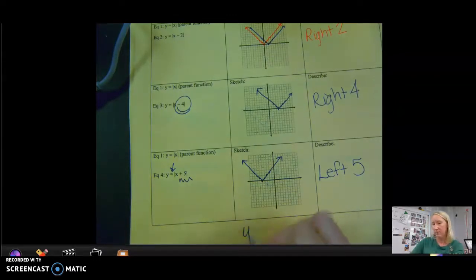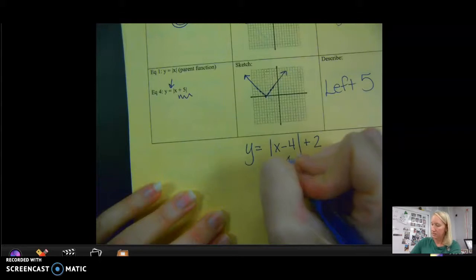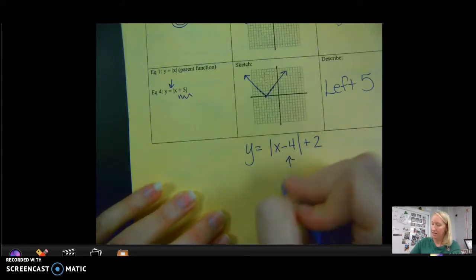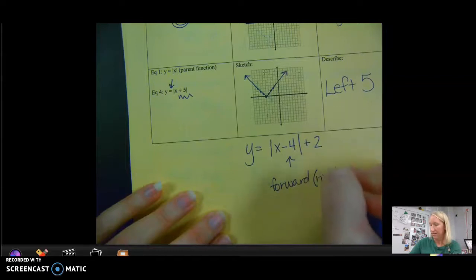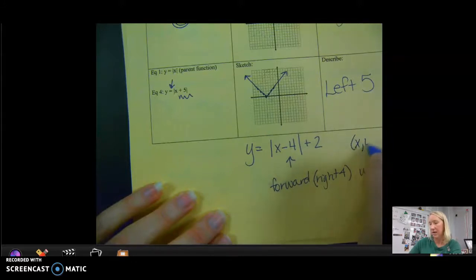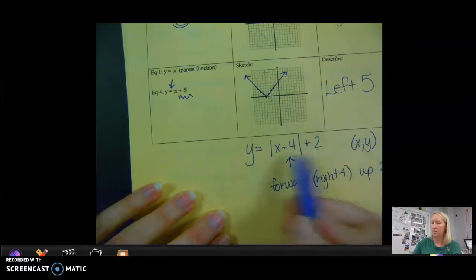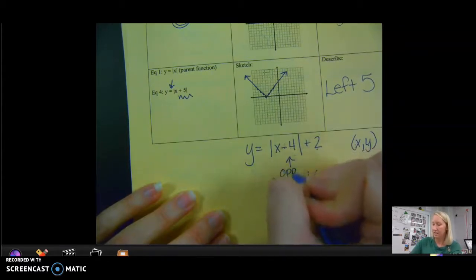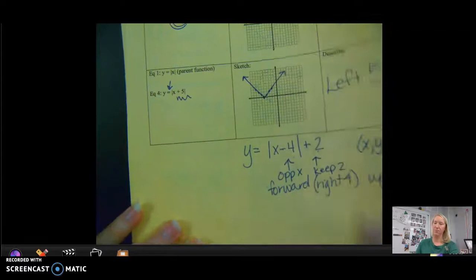So, what we've done so far, x minus 4 absolute value plus 2. So this would move it opposite 4 for x, so forward, or to the right 4, and then up 2. Think of x, y, just as we write a coordinate point. This deals with my x, this deals with my y, just like in the order. It's opposite x, keep y. Do what it says, okay?